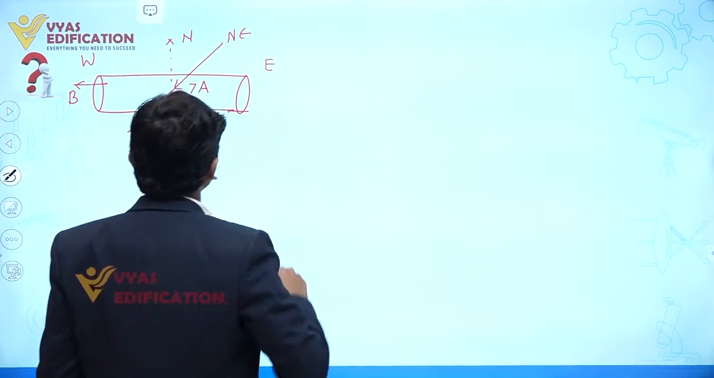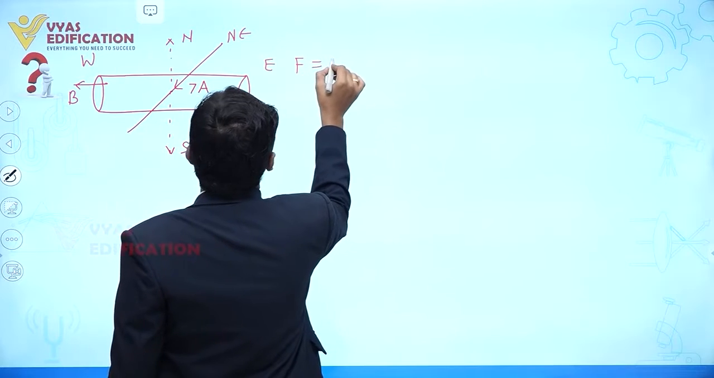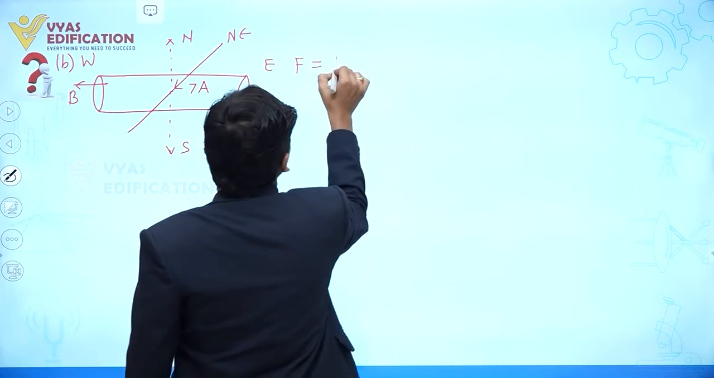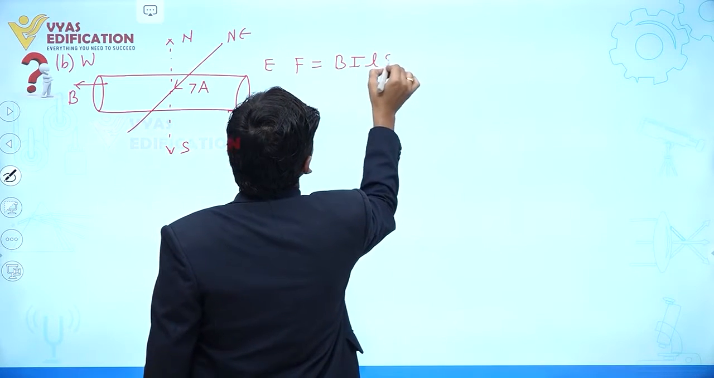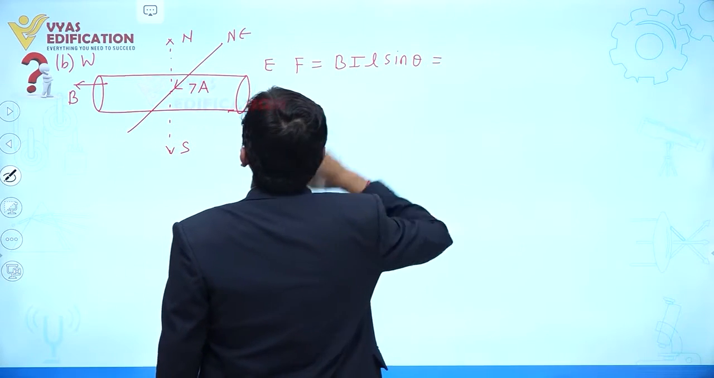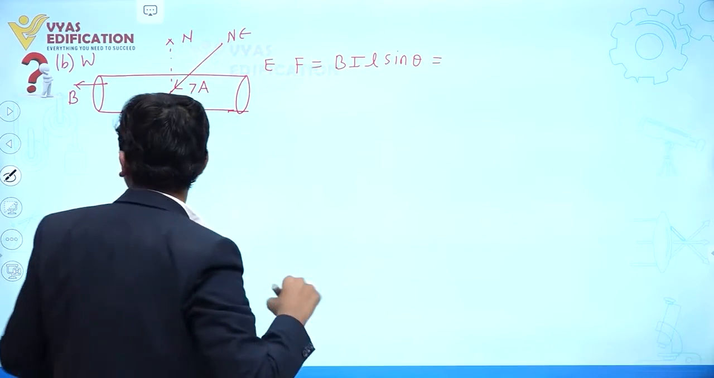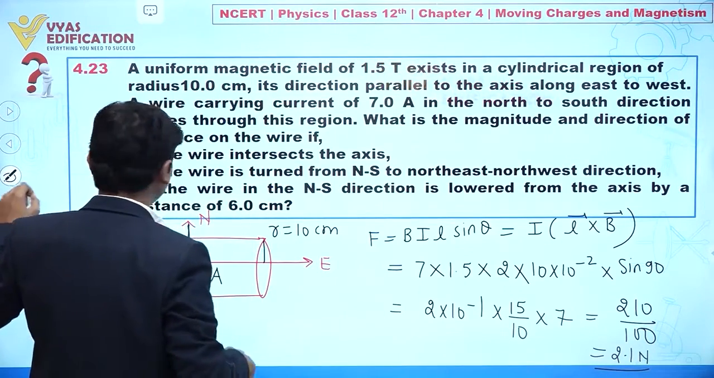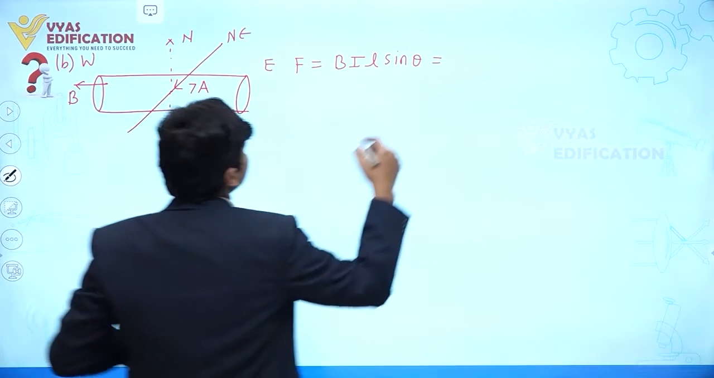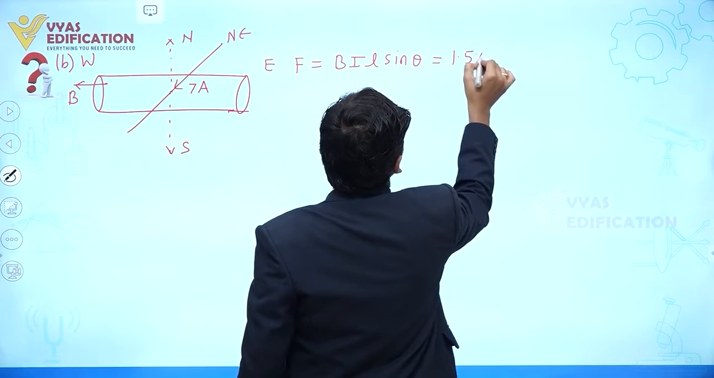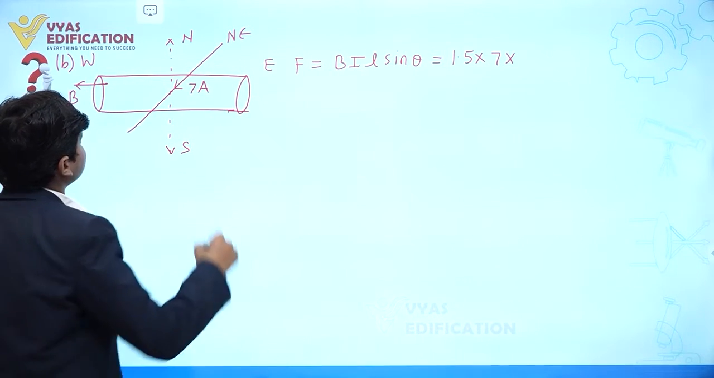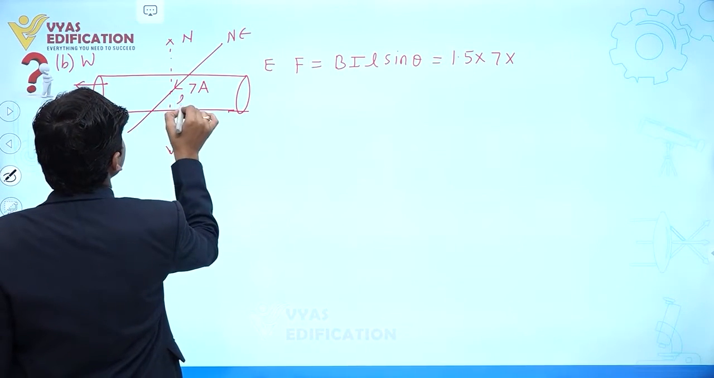So we can write like this, this is part number B. F equals BIL sine theta. The value of B we can see from this slide. Value of B is 1.5 Tesla, and r is 10 centimeter. So 1.5 Tesla, 7 ampere current, and the length. Let's suppose I call this length L dash.